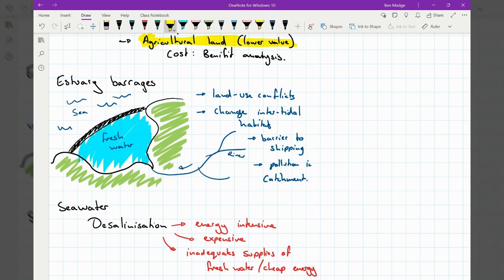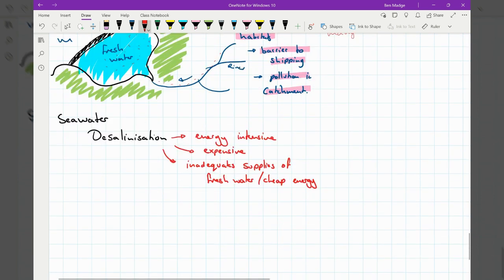Now, this is really useful because it avoids land use conflicts. No one's using that land, it is just an estuary. However, it can change intertidal habitats, things like wetlands, which are particularly valuable, or perhaps mangrove swamps. They can prove to be a barrier to shipping. And if there's any pollution in the catchment, it will work its way down the river and end up polluting your estuary barrage, which is particularly difficult to deal with because it drains the entire catchment into that one area, so it's quite difficult to avoid.